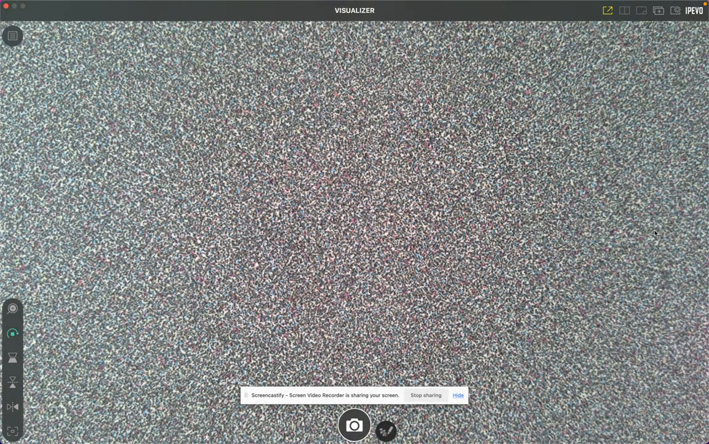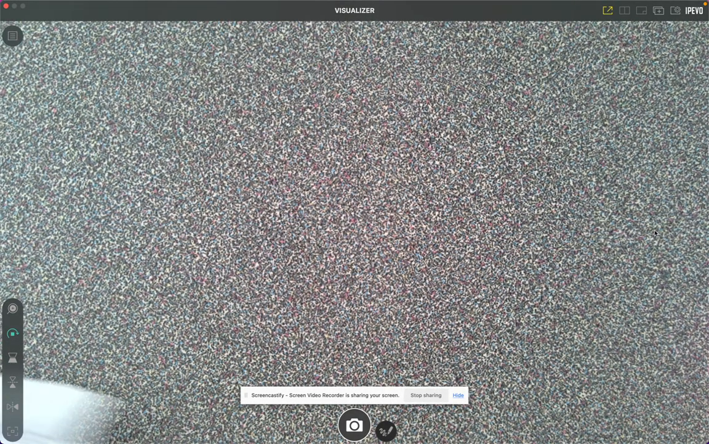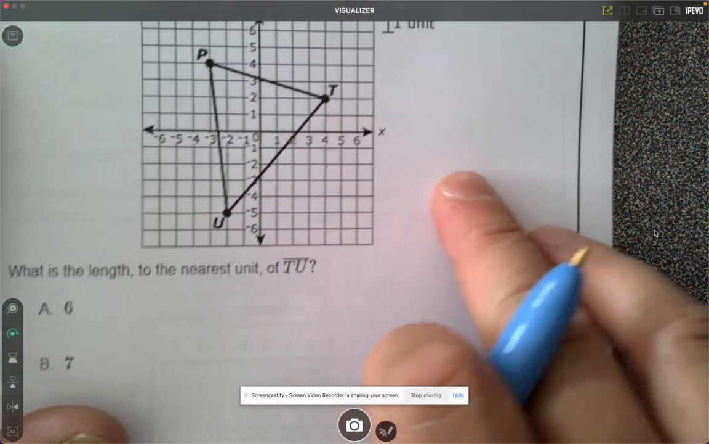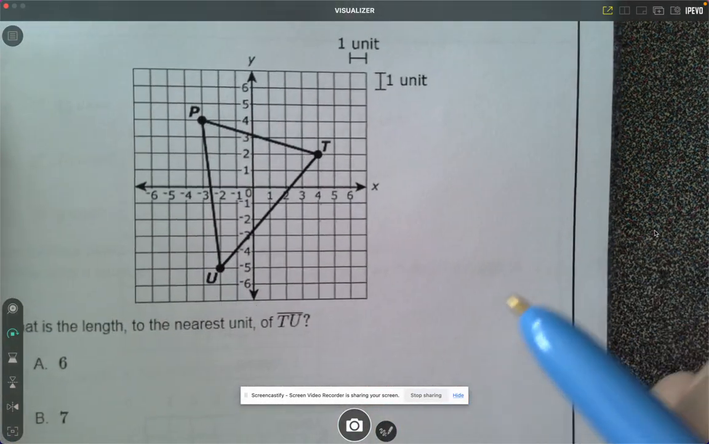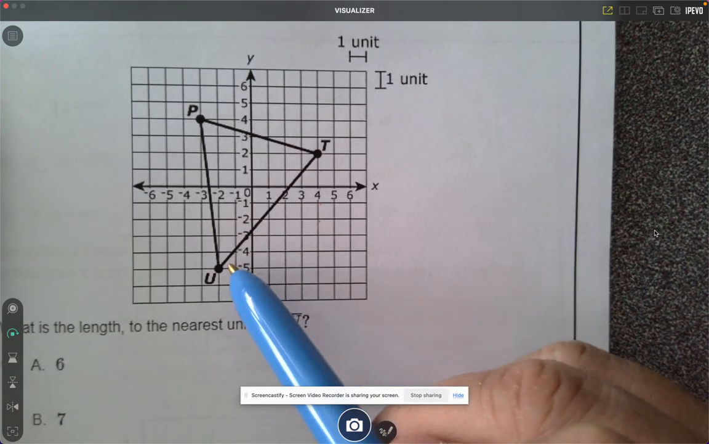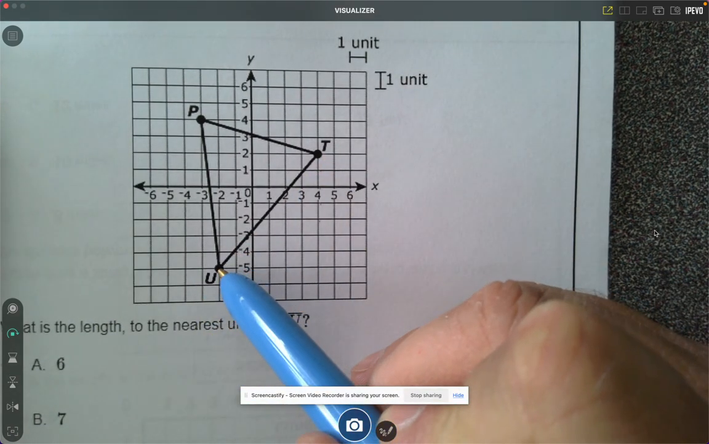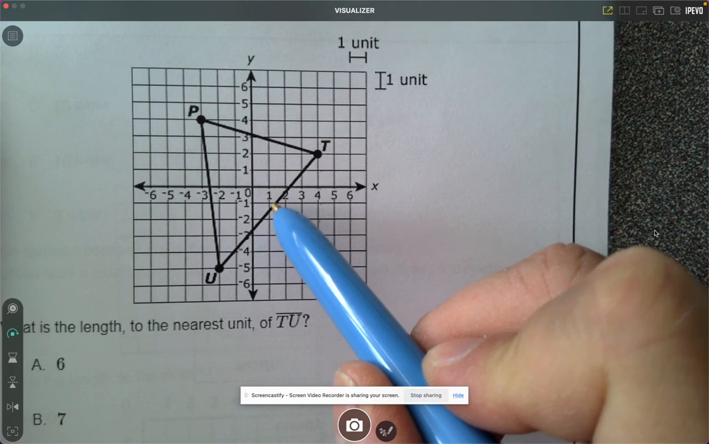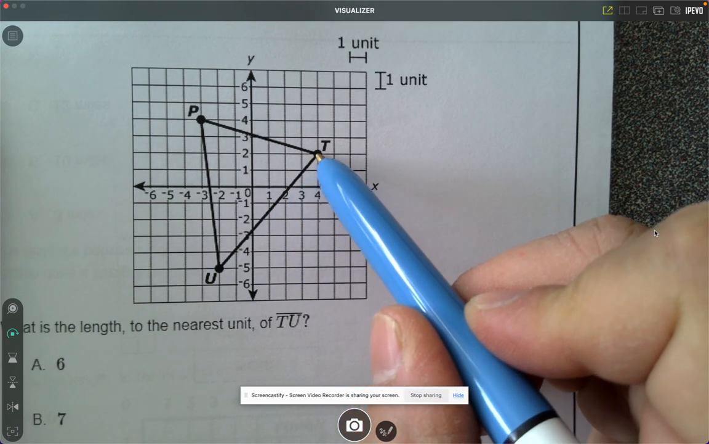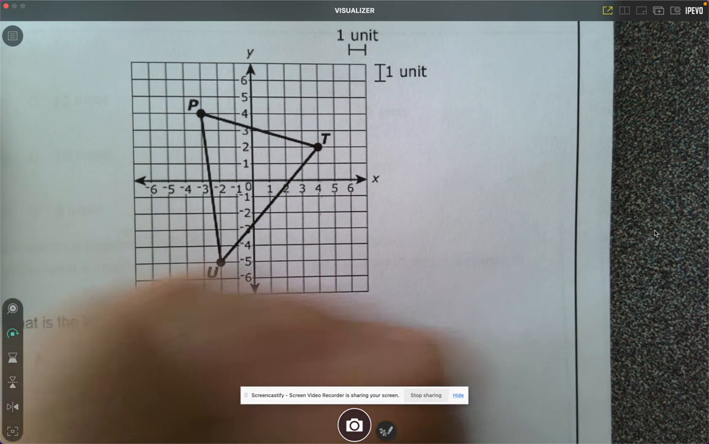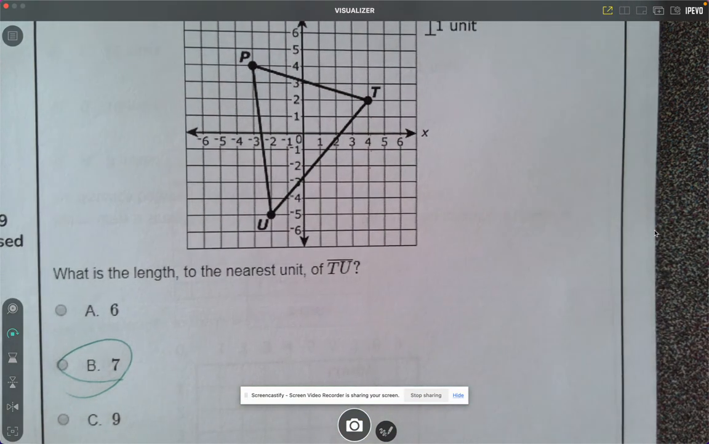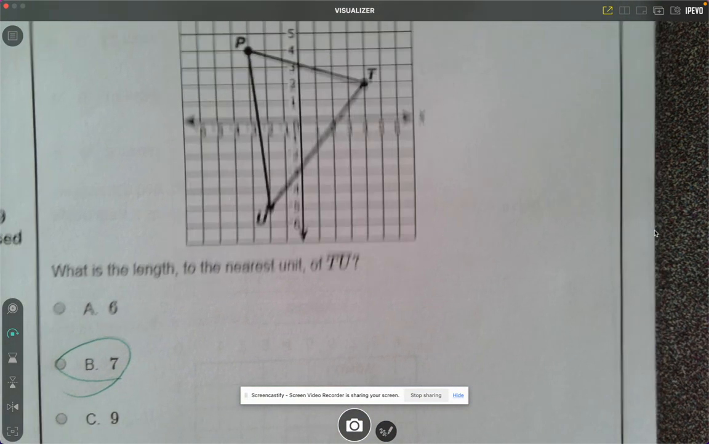All right, let's do a mistake on this next one here. Say you're looking at this and you don't even notice this is the Pythagorean theorem, and it wants to know the distance from t to u. So, all right, here we go. 1, 2, 3, 4, 5, 6, maybe 7. I'm going to put 7. But that's incorrect because I've got to do the Pythagorean theorem for this.